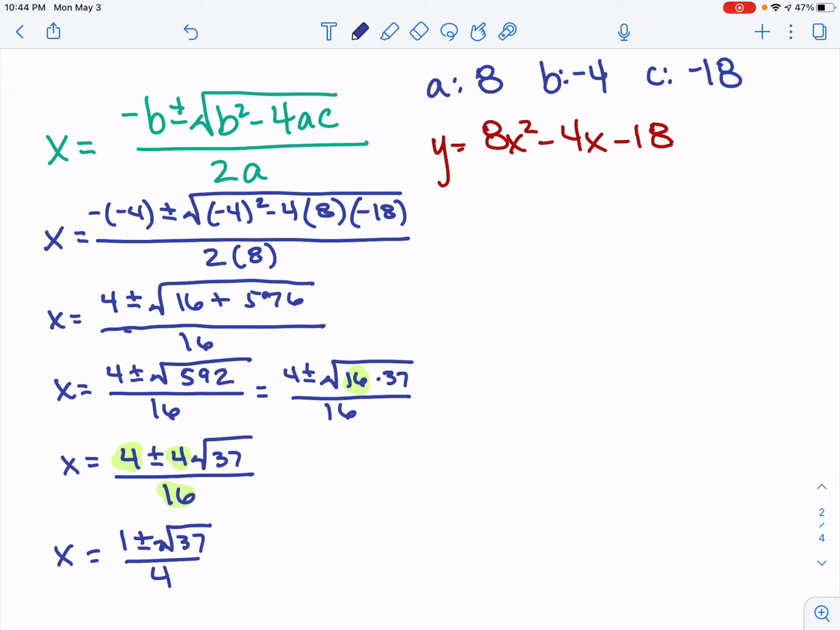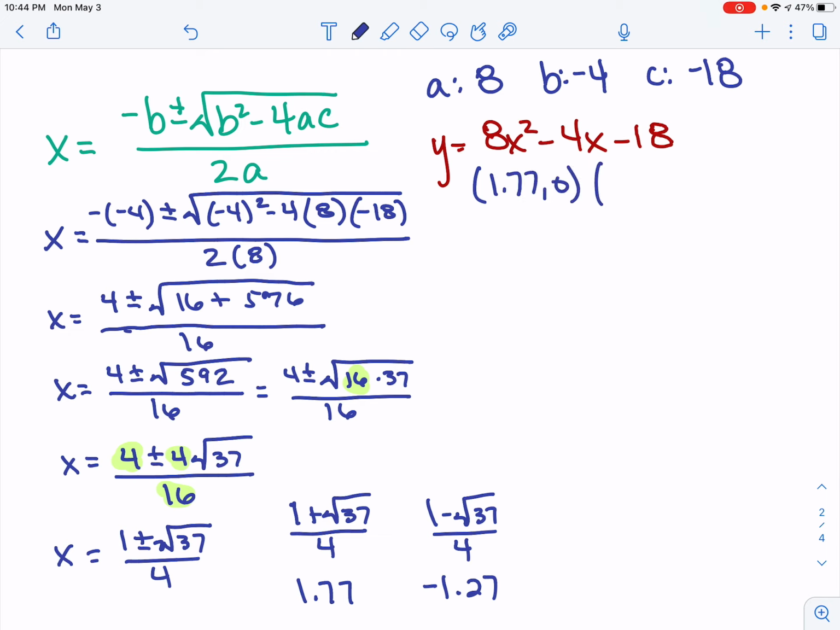And that's going to be the two values I'm going to use to find my actual x-intercepts. So I would have 1 plus the square root of 37 divided by 4, and I would have 1 minus the square root of 37 divided by 4. Now, if I were to plug that into my calculator to get something to graph, because it's difficult to graph a radical when you don't know the exact value, I can round it to 2 decimal places, and the first one is going to give me 1.77. The second one is -1.27. So my two x-intercepts are going to be (1.77, 0) and (-1.27, 0). And I'm writing them as ordered pairs because, again, I'm thinking about this in terms of graphing.